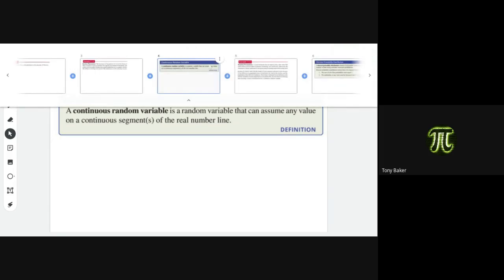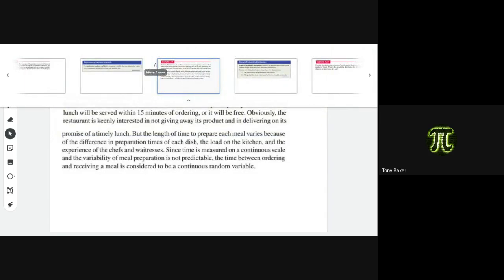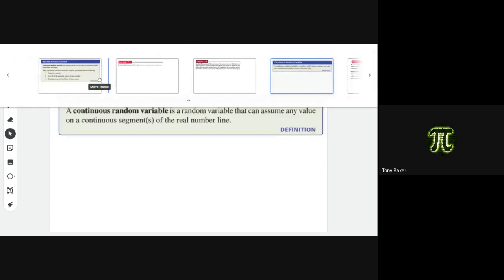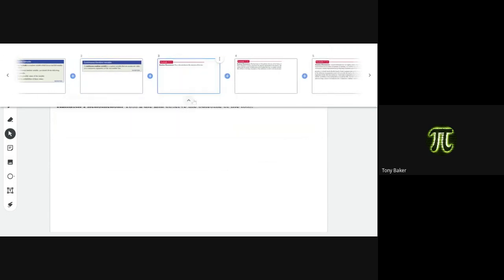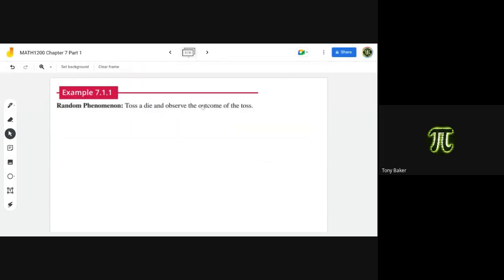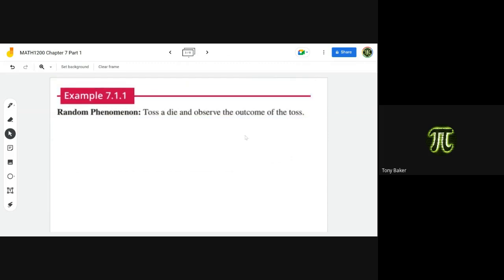All right, let's look at a couple examples. So if we're tossing a die, is that discrete or continuous? That would be discrete because it has a countable number of outcomes. Correct. It's 1 through 6, or 1 through 12, whatever it happens to be. If it doesn't say otherwise, we'll assume 1 through 6.